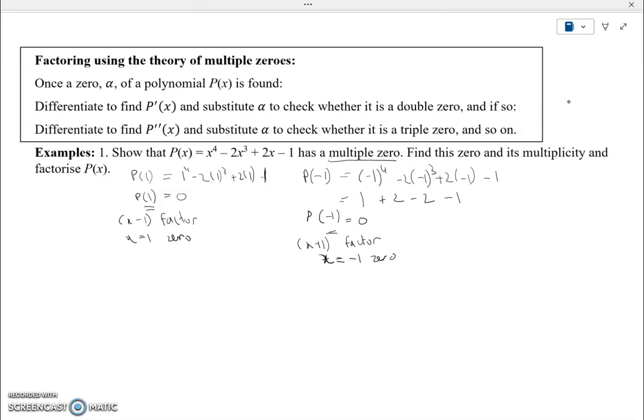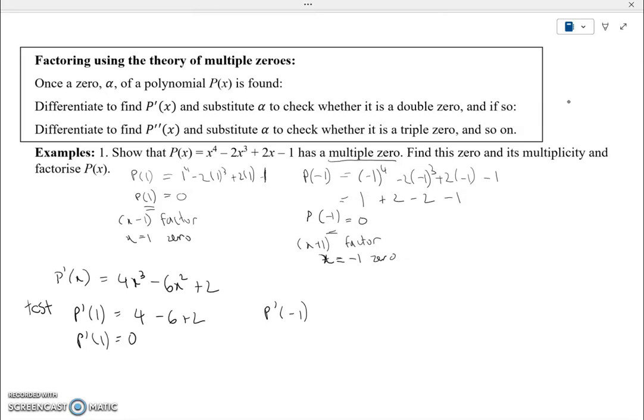To determine which one it is, we're going to differentiate and then sub in. So let's find the derivative of p of x. So 4x cubed minus 6x squared plus 2. So that's the derivative. We're going to test p dash of 1. So it's going to be 4 minus 6 plus 2 if we sub in x as 1. And yes, that does equal 0. So 1 is definitely a multiple 0.